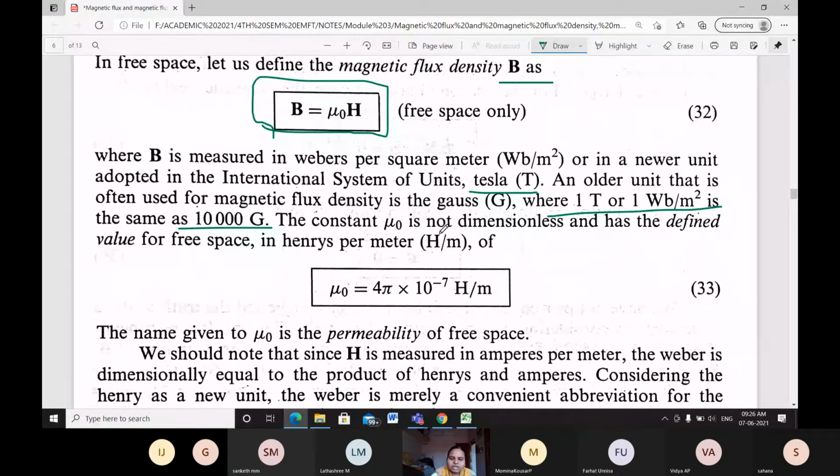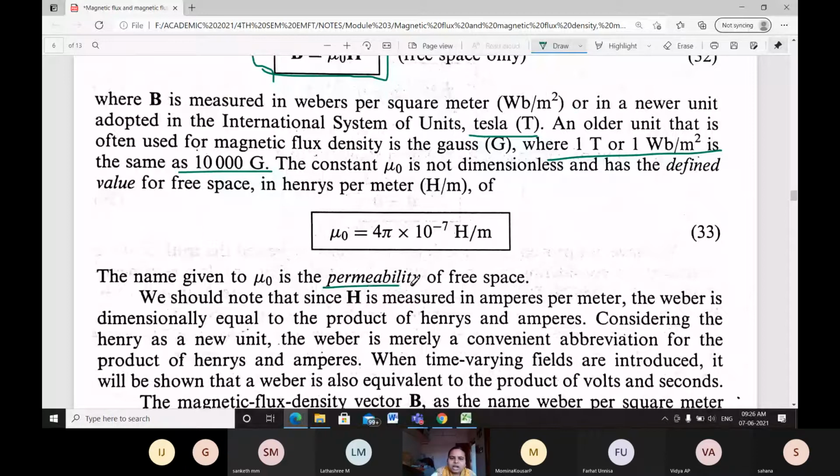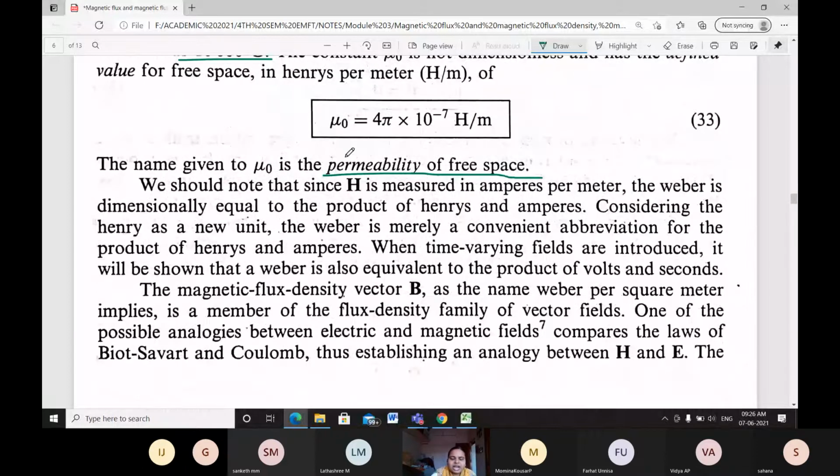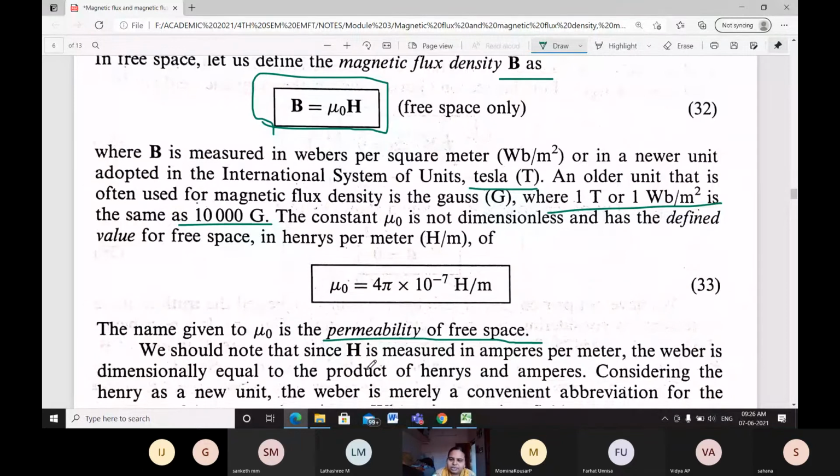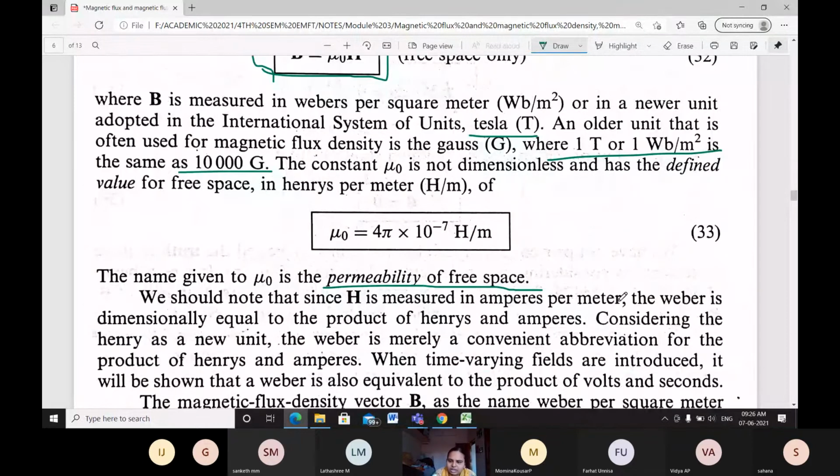This you will know. Mu naught is 4 pi into 10 raised to minus 7 Henry per meter. The name mu naught is nothing but the permeability of free space. Then what is H? H is the magnetic field intensity. E is the electric field intensity. H is magnetic field intensity, measured in amperes per meter.